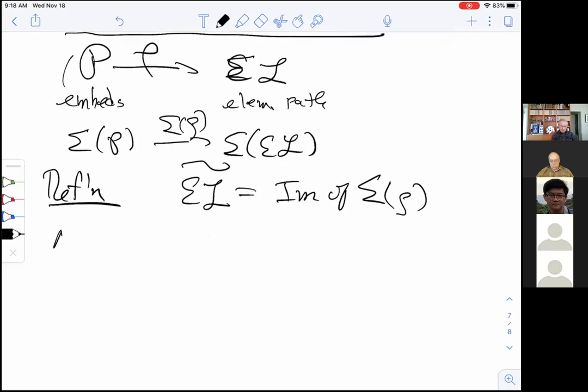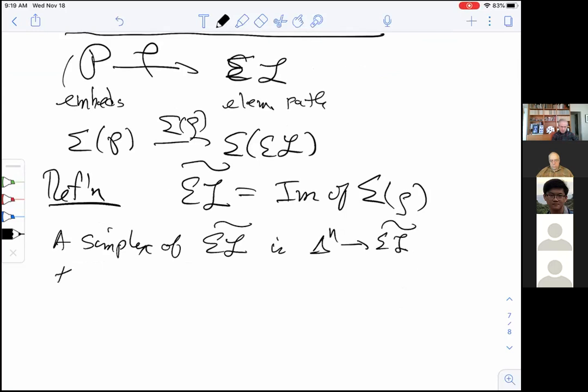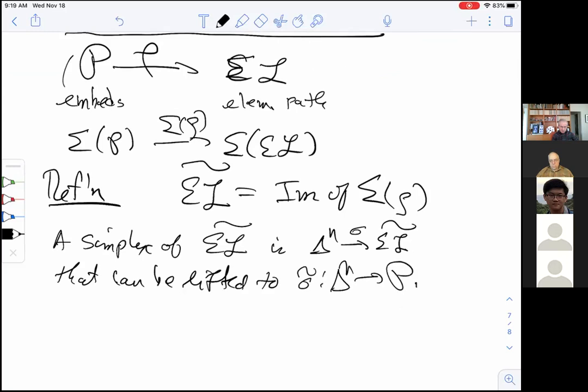So a simplex. This is a simplicial set, and a simplex of EL is a continuous map from delta n into EL that can be lifted to some sigma tilde mapping delta into P. So it's just all the simplices in EL that can be lifted.